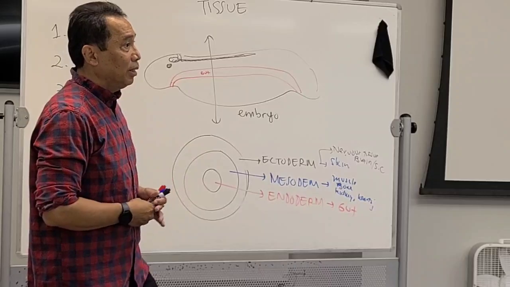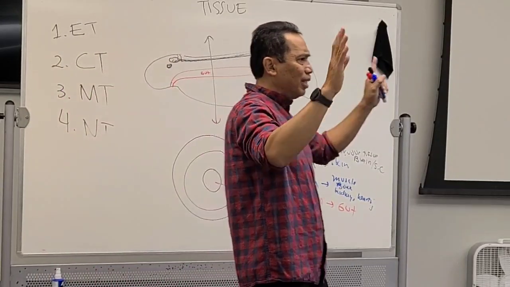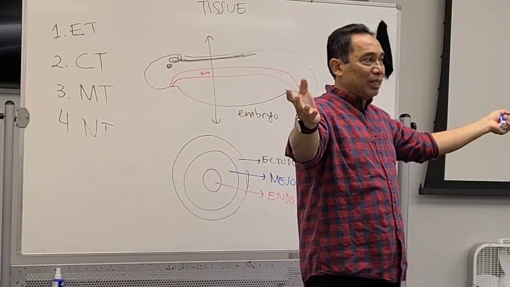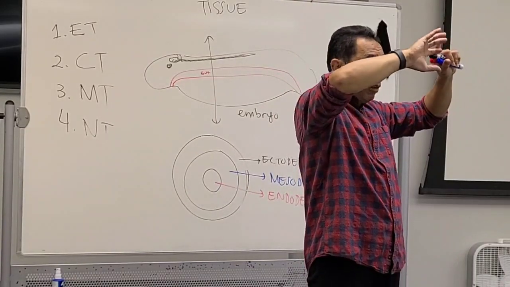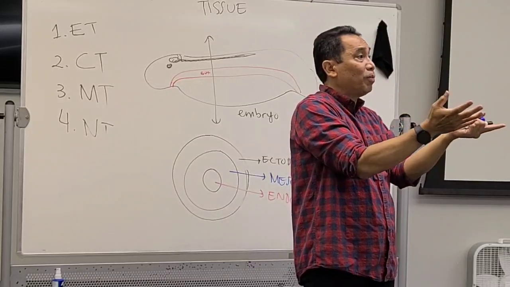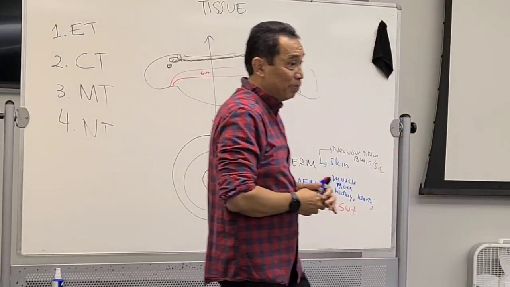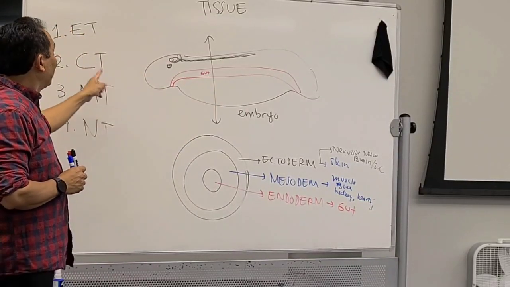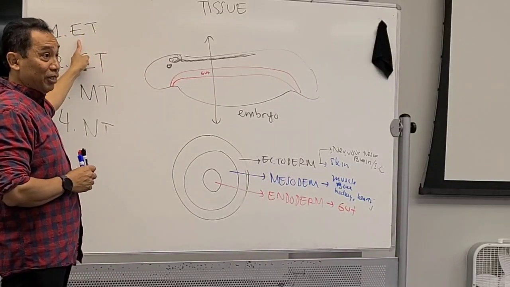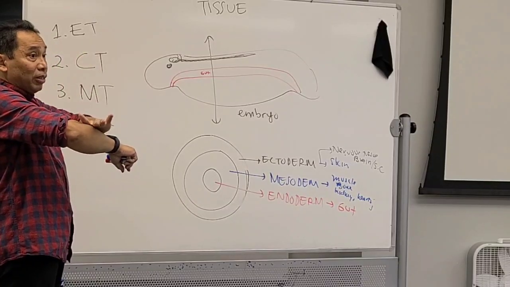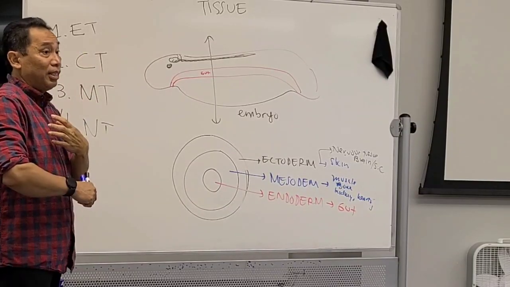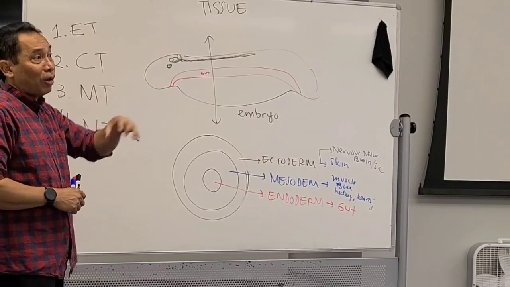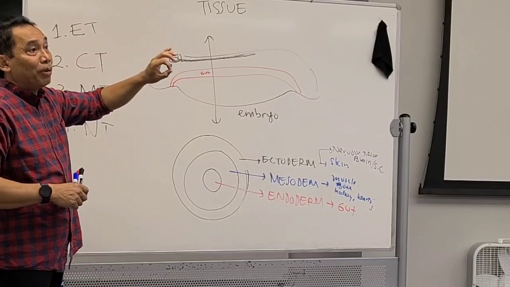Now, my question: last time we mentioned that every organ will be covered and protected by what type of tissue? Epithelial tissue. Yes, right. So our skin has epithelial tissue on the side. Our heart has epithelial tissue, right? Our brain is protected by epithelial tissue. Our lung is protected by epithelial tissue. Our bone is protected by epithelial tissue.